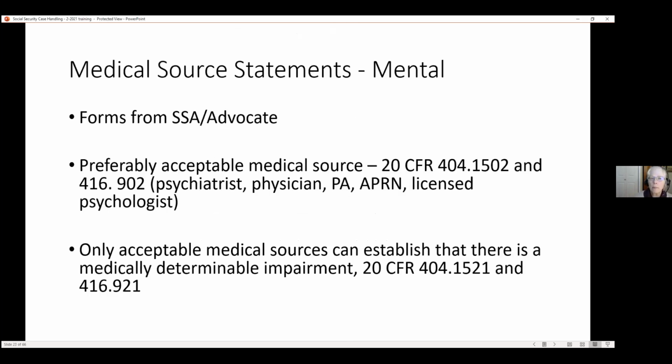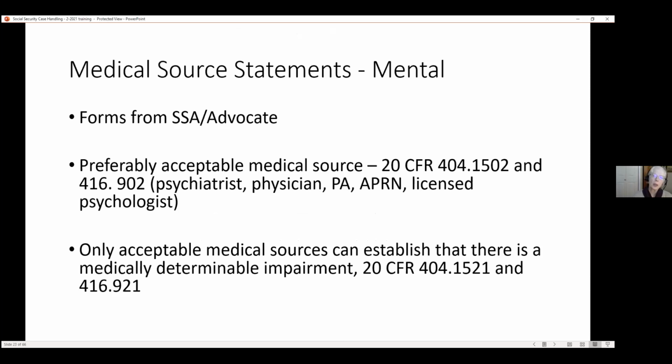You can also do a mental medical source statement. Again, preferably from an acceptable medical source. And again, a licensed psychologist is good. A therapist is not on this list. It's still an other medical opinion, but it's not an acceptable medical source.